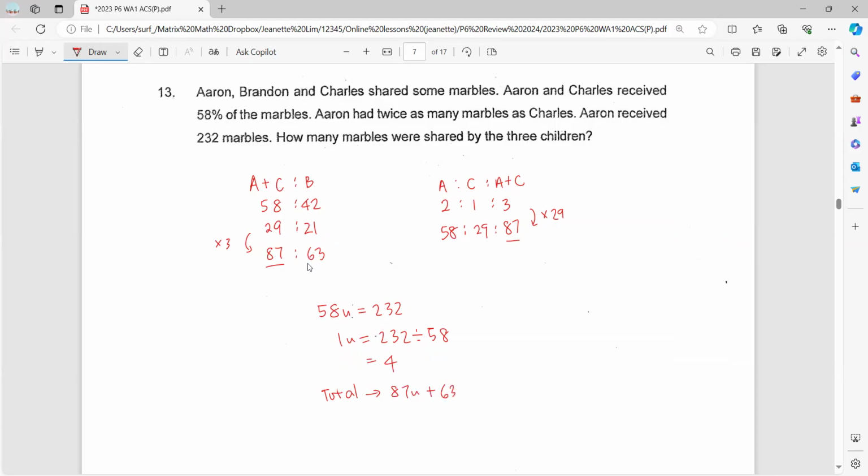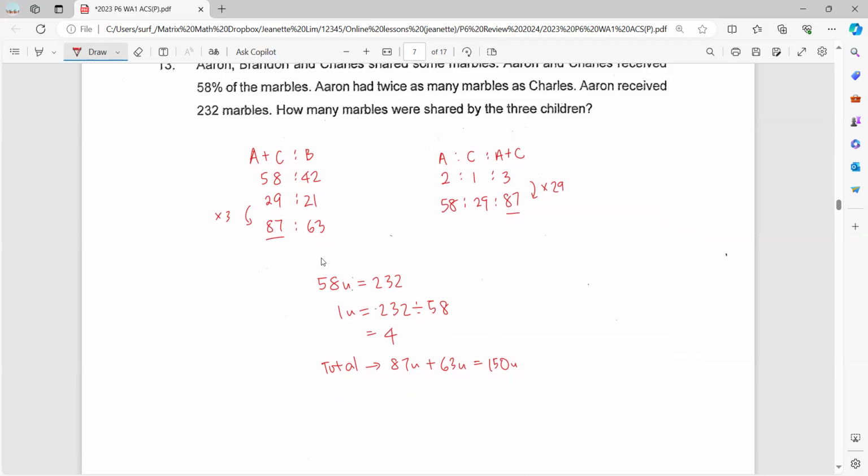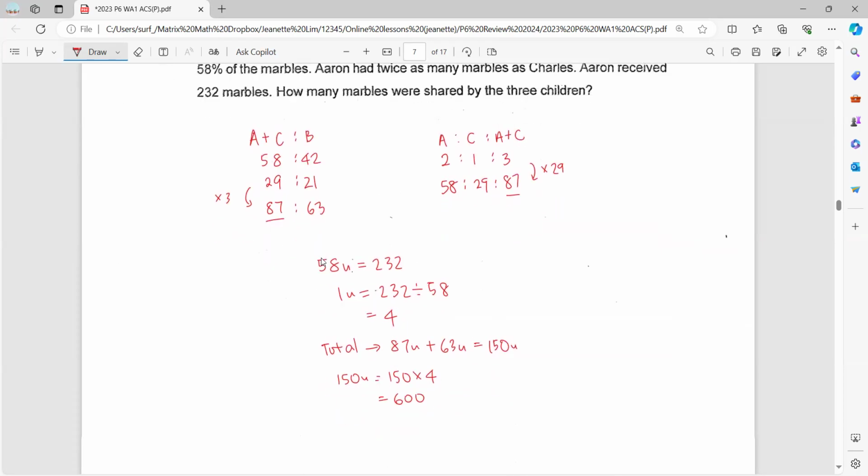63 units. Now remember, don't assume that the total is 100, because 100 is for the first ratio, but we have changed the ratio since, right? So don't assume that the total is still 100. The total will also change. 150 units is what we want to find. So 150 times 4. Okay, so the total number of marbles is 600.